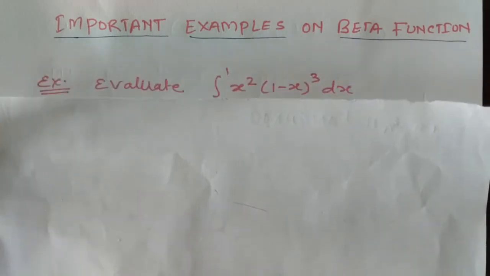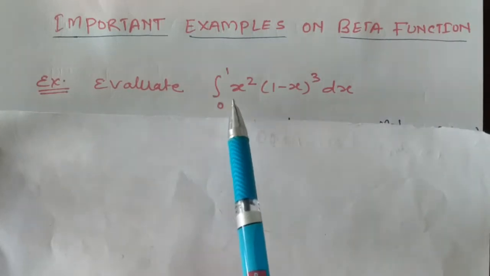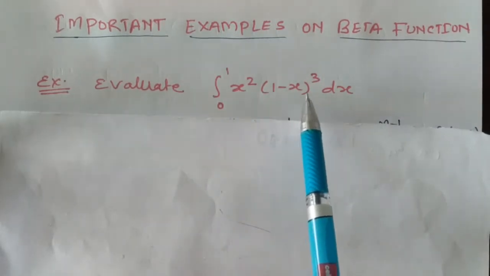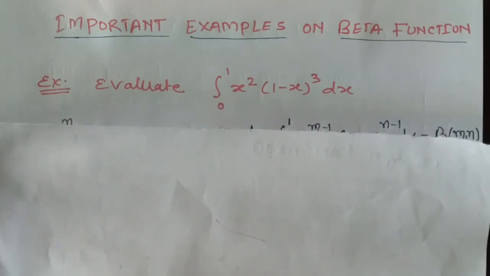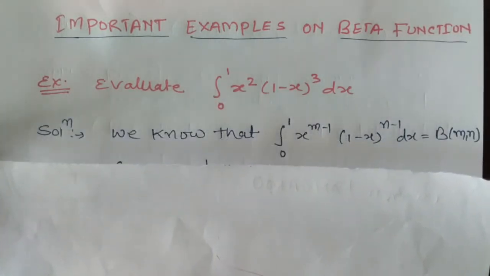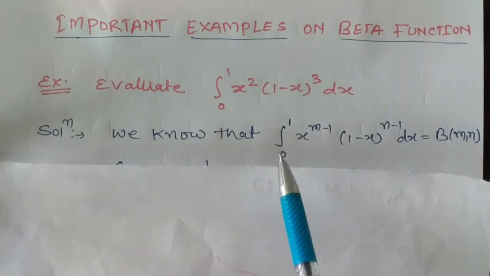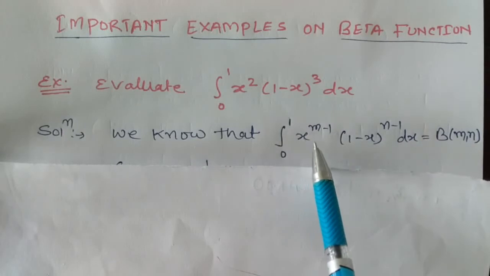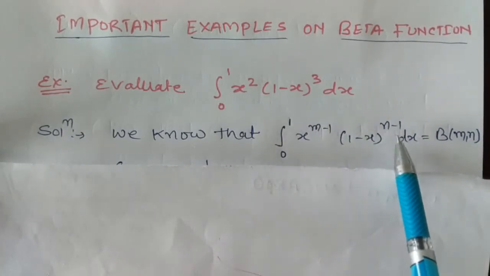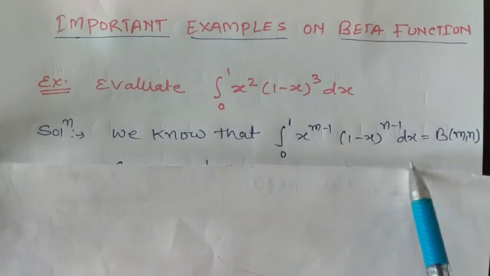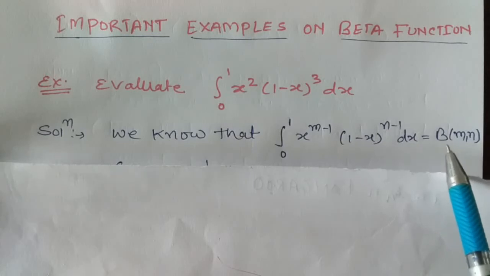So the first example is: evaluate the integral from 0 to 1 of x squared times (1 minus x) whole cubed dx. So we know that the beta function beta(m, n) is the definite integral from 0 to 1 of x^(m-1) into (1 minus x)^(n-1) dx. This definite integral is called the beta function and is represented as beta(m, n).